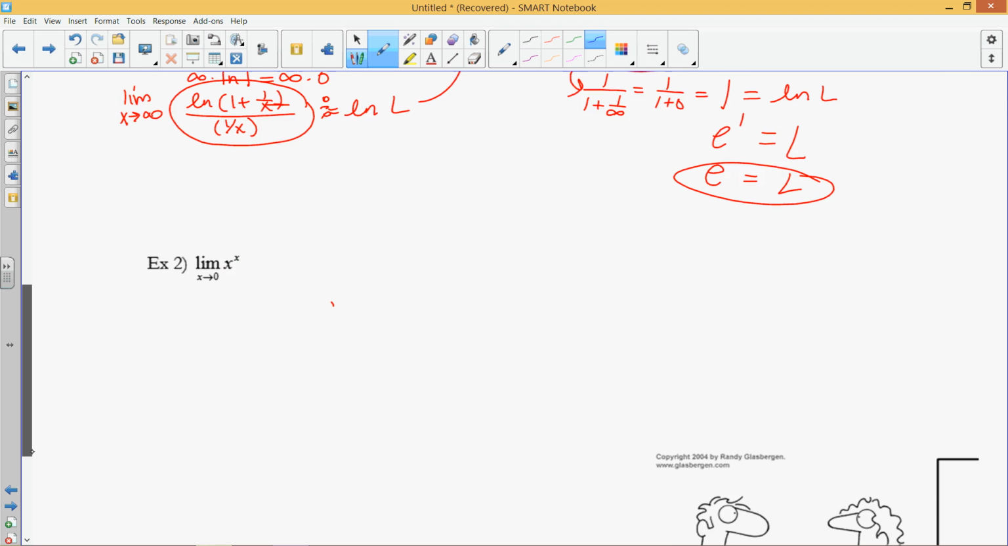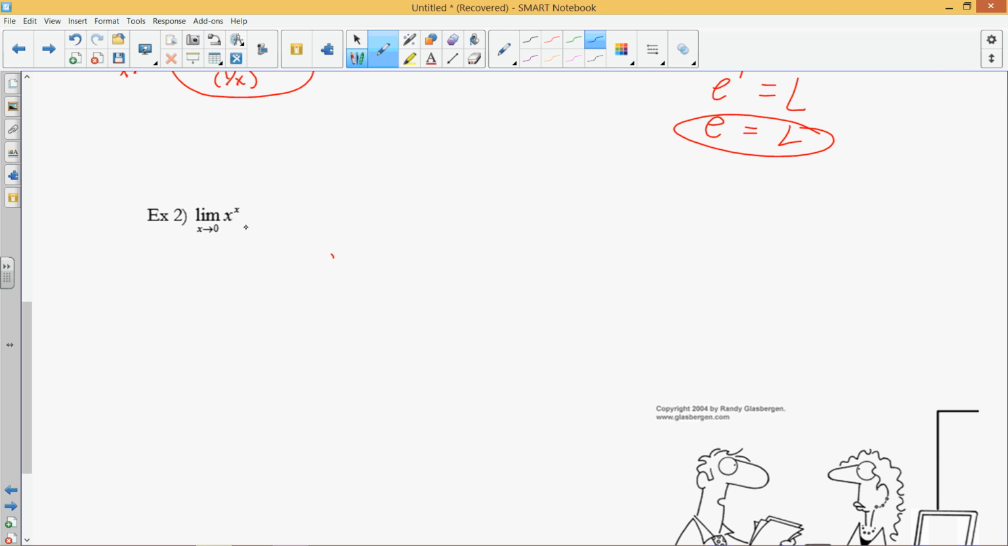All right, one more and then we're done. Limit as x approaches 0 of x to the x. Well, if I plug 0 in there, I have 0 to the 0. This is indeterminate. So I'm going to take my original limit, I'm going to set it equal to L, and I'm going to take the ln of both sides. Then I'm going to use that to bring down this exponent.